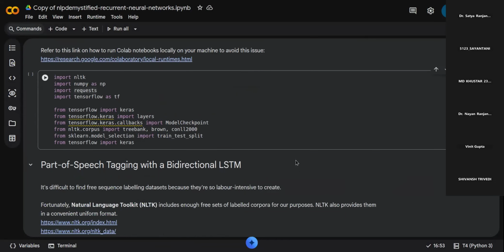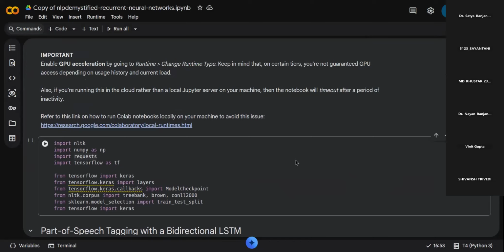Okay. So first things first, what are we going to do? We are going to create a part of speech tagger using RNN. That means we will provide a sentence, and for every word of that sentence, one part of speech tag will be the output. So this is our problem, and how it can be solved using RNN.